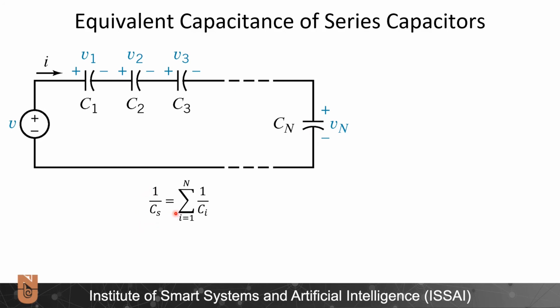1 over Cs is equal to the summation, i equals 1 to n, of 1 over Ci. So in other words, this is very similar to the case of the parallel resistors, and we need to conduct this mathematical operation to find the equivalent capacitance value.